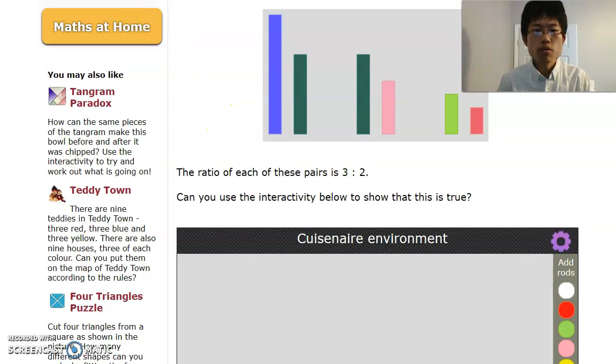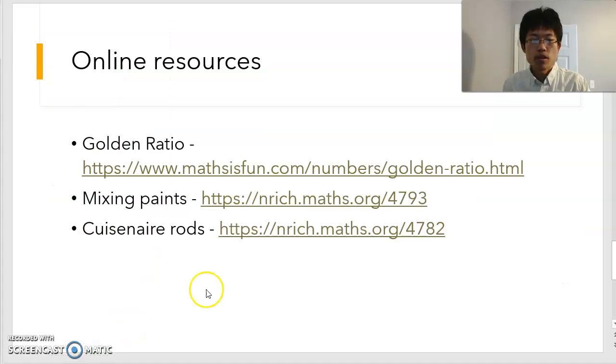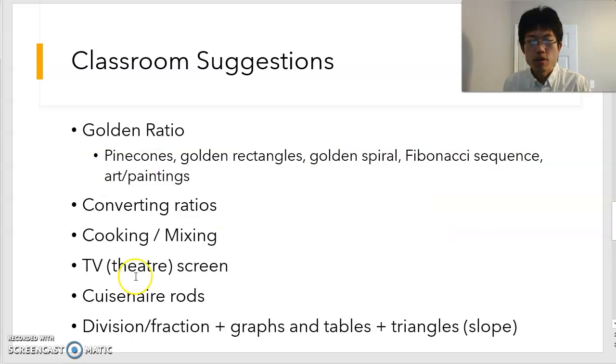So there are things that teachers can have students go online to do, or show to the students when doing ratios, instead of just writing ratios on paper and converting. Not only just converting, but you can do these different things.